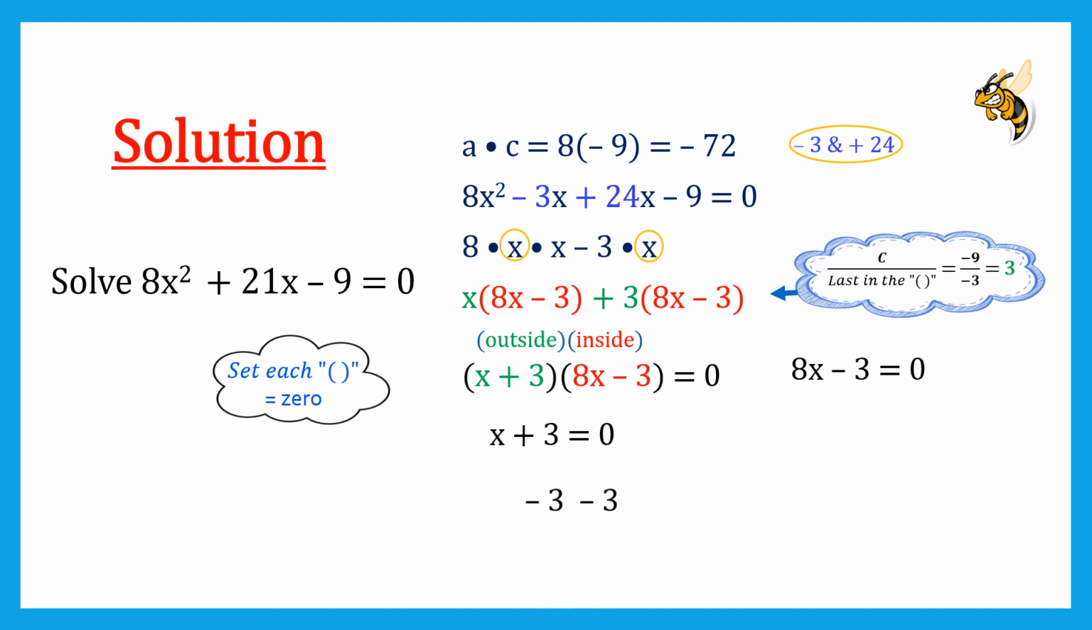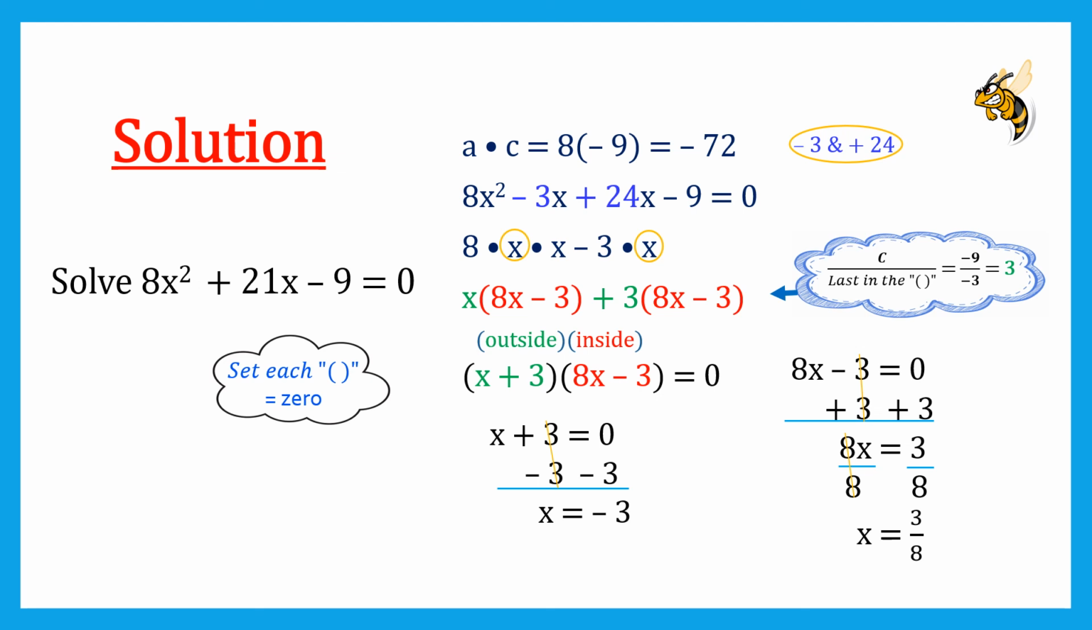We're going to go ahead and subtract 3 from both sides. So now we have x equal to negative 3. To solve 8x minus 3 equal to 0, we need to add 3 to both sides. Now we have 8x equals 3. To get rid of the coefficient of 8, we need to divide both sides by 8. Now we end up with x equal to 3 over 8. So for my final answer, x is equal to negative 3 and 3 over 8.